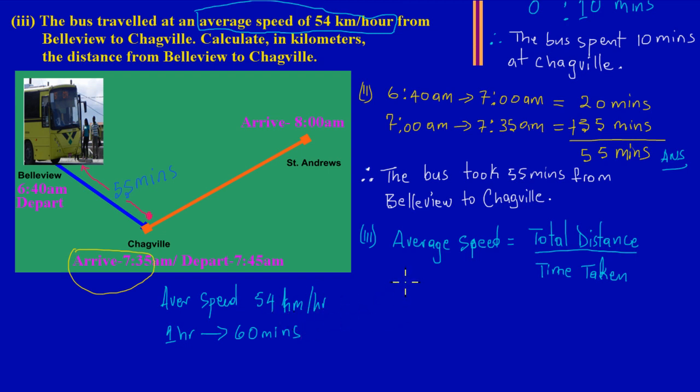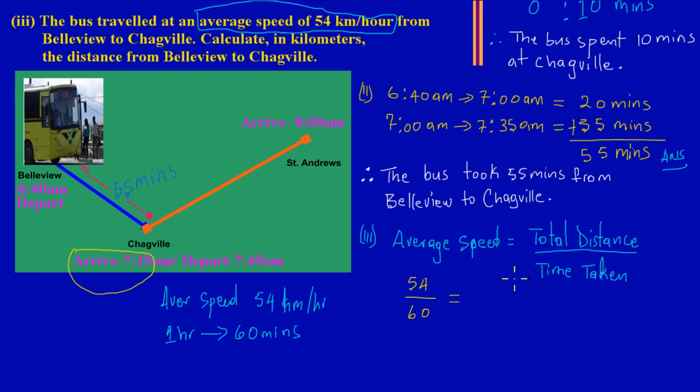Let's change the color. So for my average speed here, I would have 54 kilometers over my time, which is 60 minutes, and that is equal to the total distance that they're asking us to find.